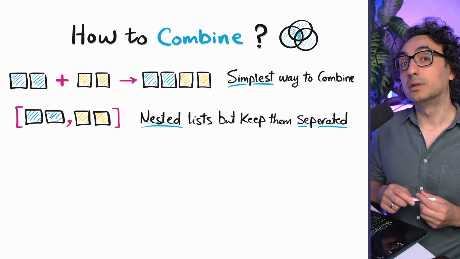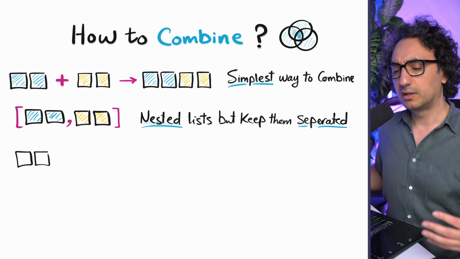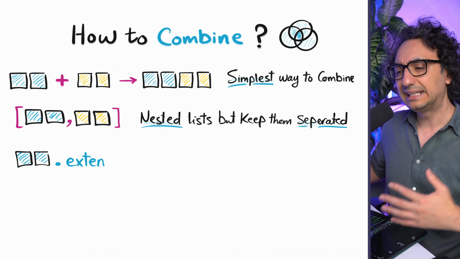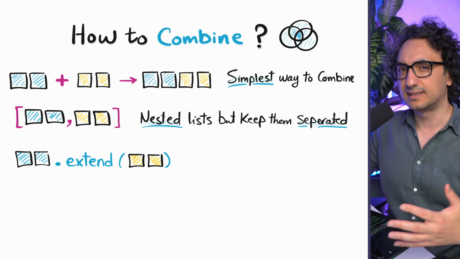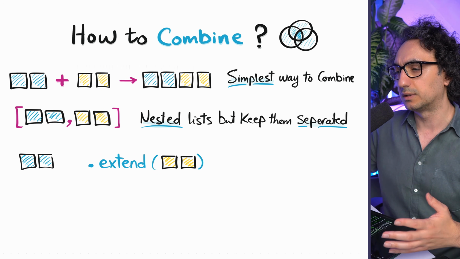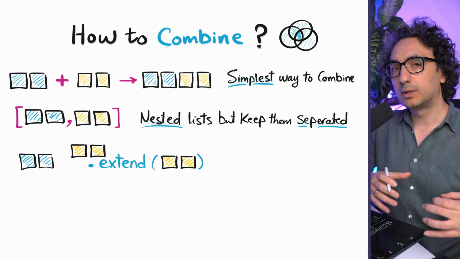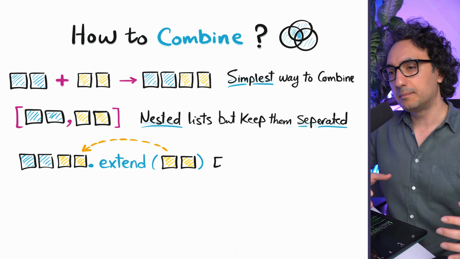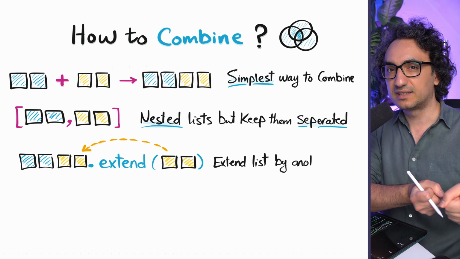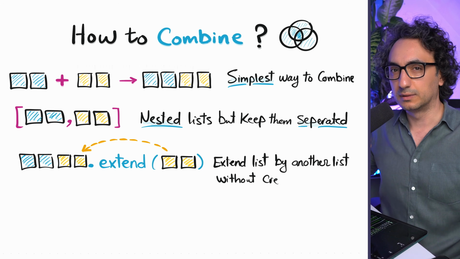And another way, you could use the method extend. If you say, you know what, I don't want to create a completely new list. This is a waste of resources. I don't want to create a new variable. I just want to extend one of my lists from another list. So it's like you are stretching one of your lists with the content of the other one.